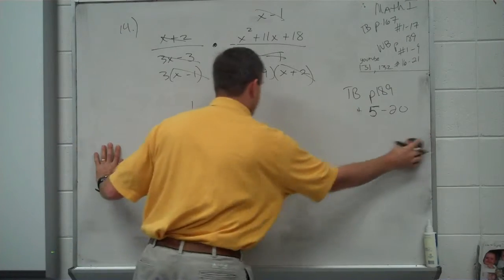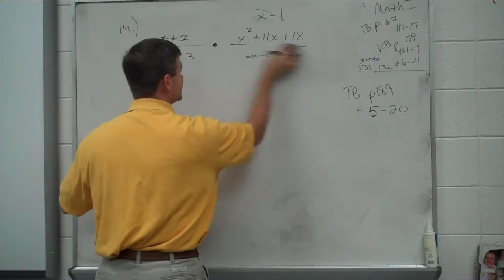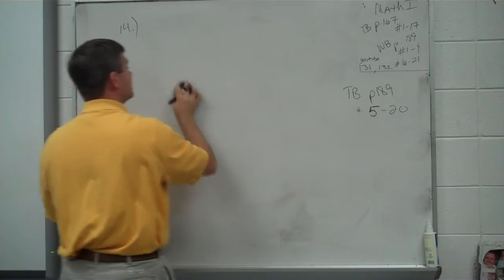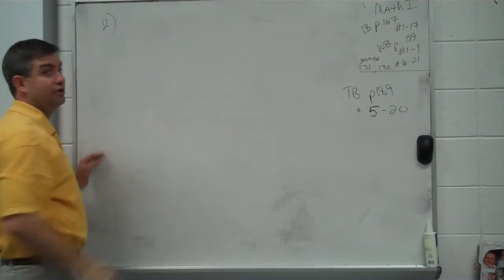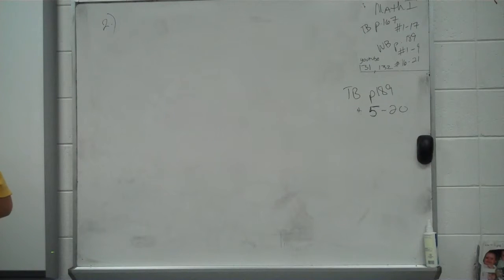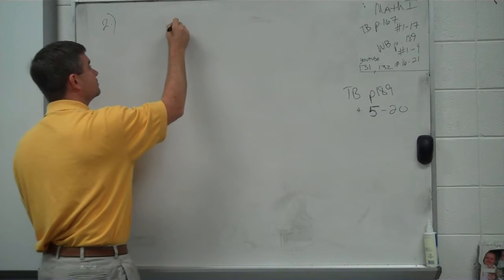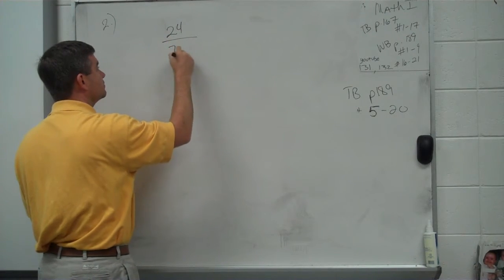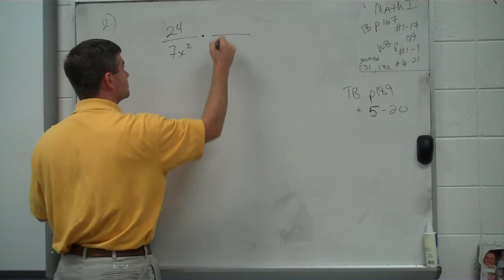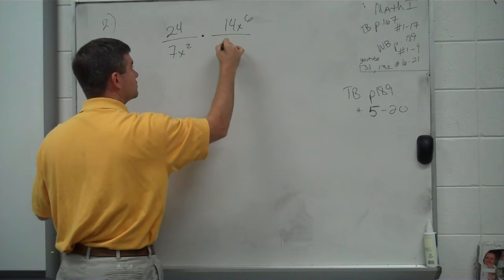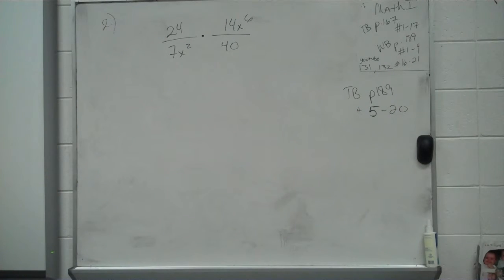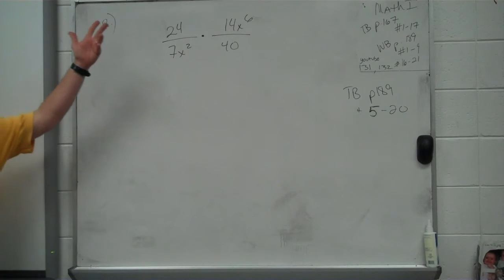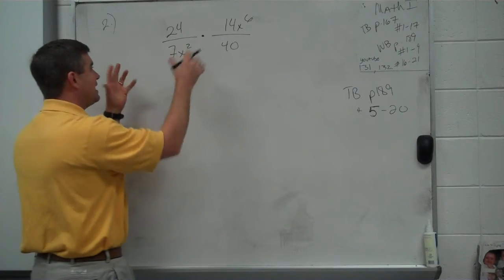What number? Number 2. All right, number 2. That's one of the multiplication ones at the bottom. Then we're going to move on to the adding and subtracting ones out of your workbook. Number 2. Read it out. 24 over 7x squared times 14x to the 6 over 40. All right. First question, is there any factoring to happen here? No, there's no factoring. There's no binomials. Right? So I can cancel.